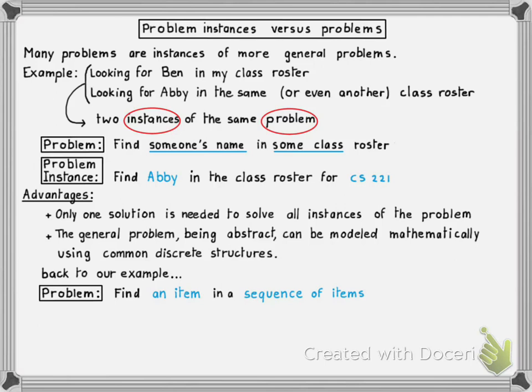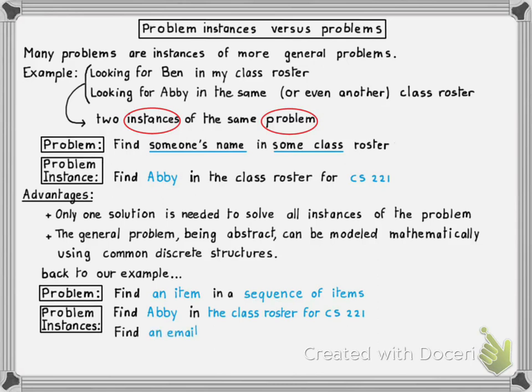So let's say we generalize our problem to this one. And let's say we found a solution to this problem. Then we would be able to solve a very large number of problem instances like the one we talked about before. What if the item is someone's name? And what if the particular sequence of items is a class roster for a particular class? So we could solve our earlier problem instances with this solution, but we could also solve unrelated problems like finding someone's email address in a contact list, or finding a particular book on a bookshelf.